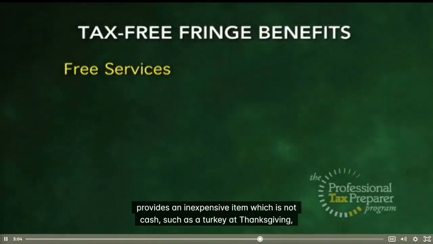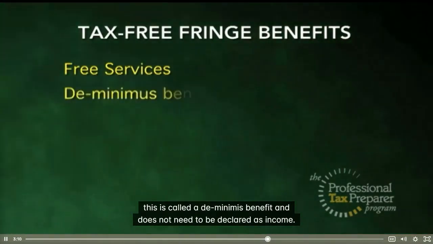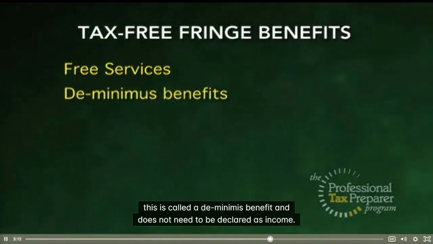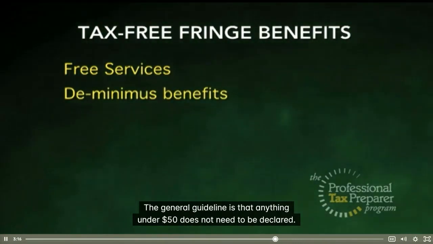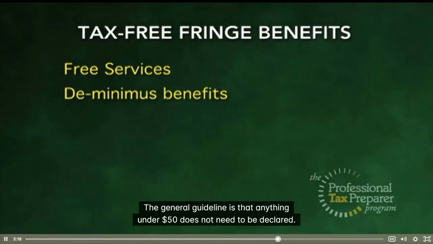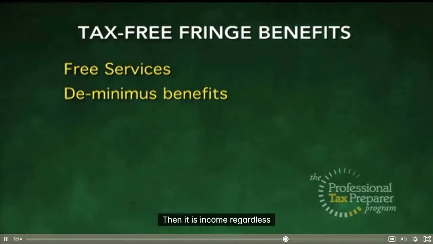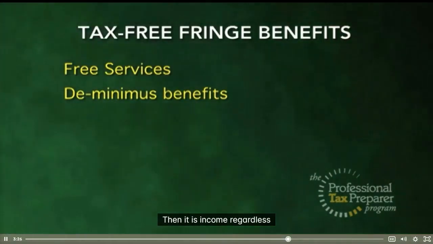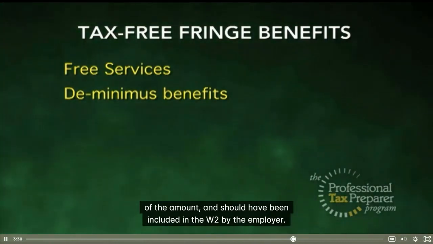When an employer provides an inexpensive item, which is not cash, such as a turkey at Thanksgiving, this is called a de minimis benefit and does not need to be declared as income. The general guideline is that anything under $50 does not need to be declared. So what if it is cash or a gift card that can be redeemed for cash? Then it is income regardless of the amount and should have been included in the W-2 by the employer.